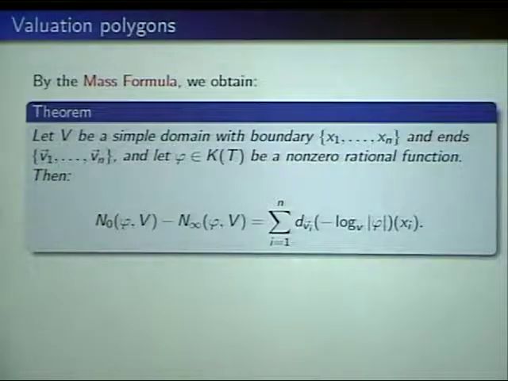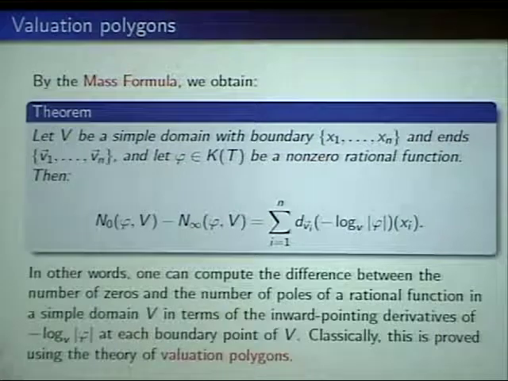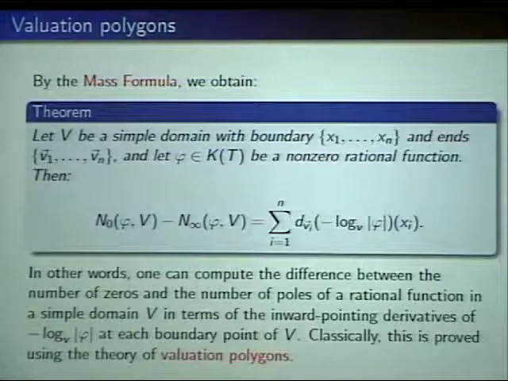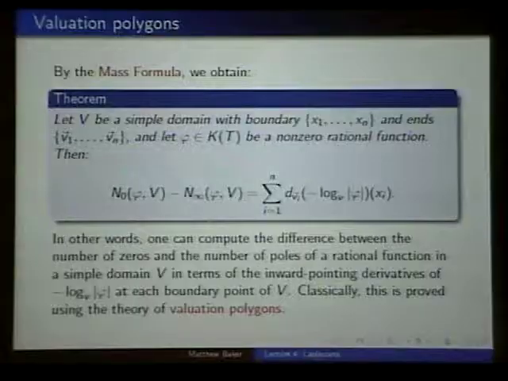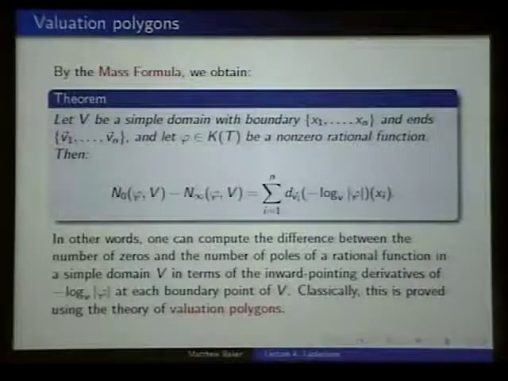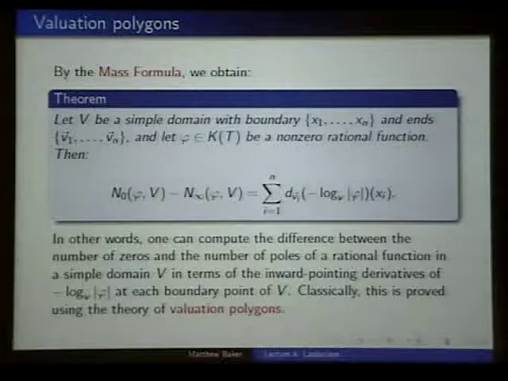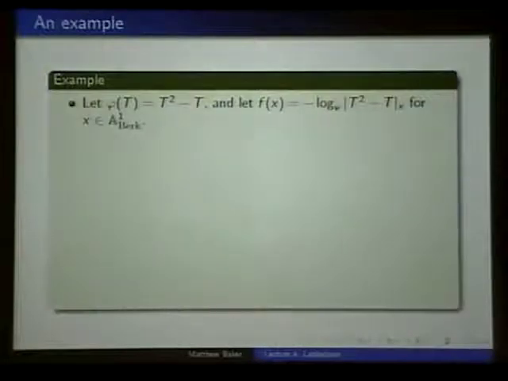So here's a concrete example of this. This is basically what's called the theory of valuation polygons. I prefer to say it this way for this talk, but you can say it without Berkovich spaces by constructing some kind of valuation polygon, which is sort of dual to the Newton polygon. But here's an example that should make this clear.